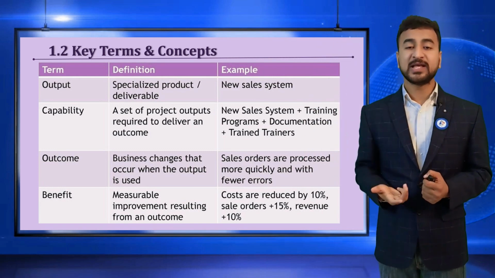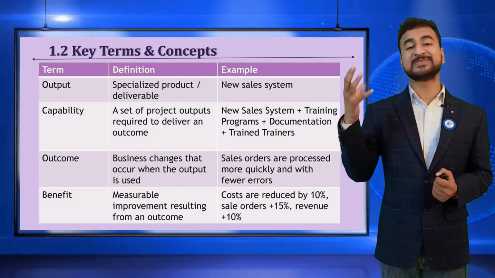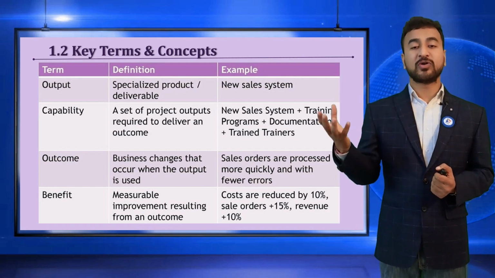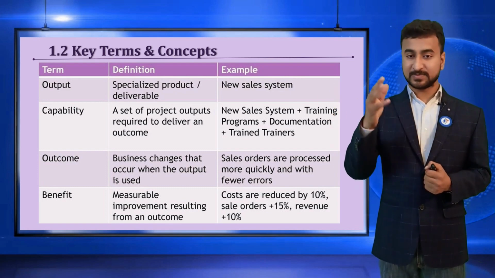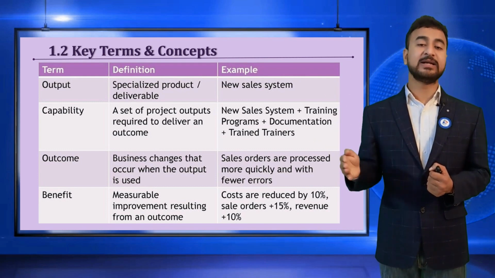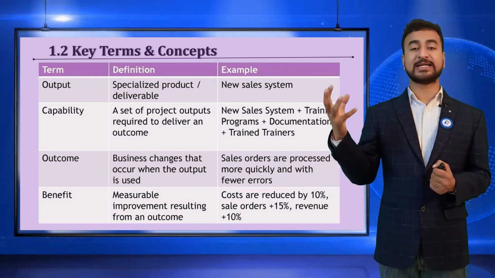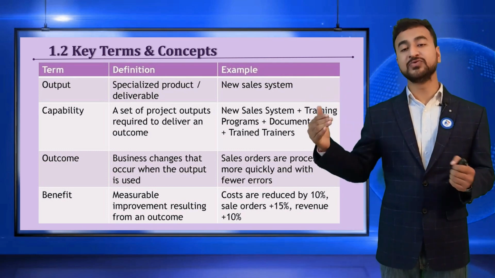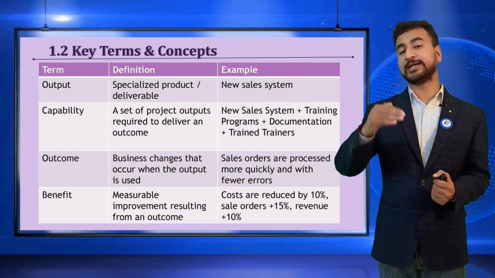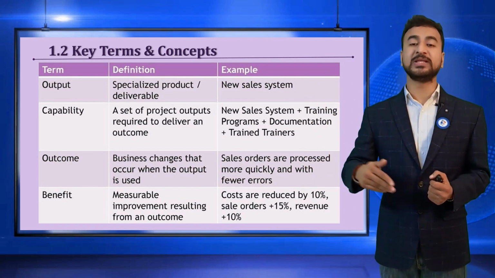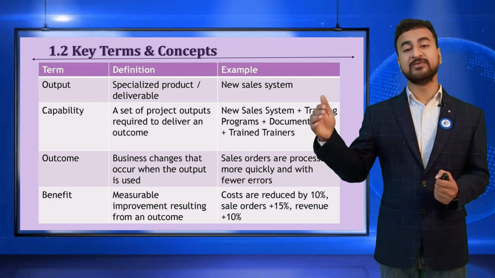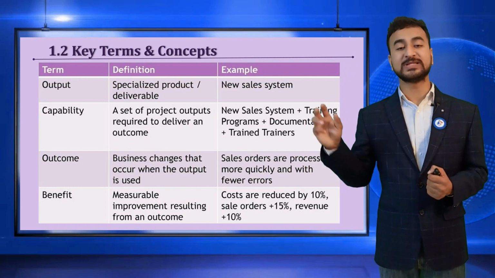So what do you mean by the output? The definition says it's a specialized product or delivery. If I wanted to give you an example, let's say in your organization there is no sales system or Salesforce or other software available, and the process is done manually. So that is the need for having a new sales system. You had visualized that a project charter is created and the project is assigned to come up with a new sales system. So once your project team delivers that output, we call it the new sales system.